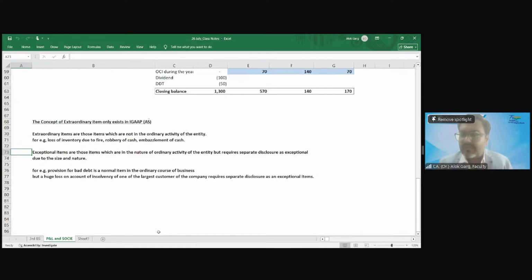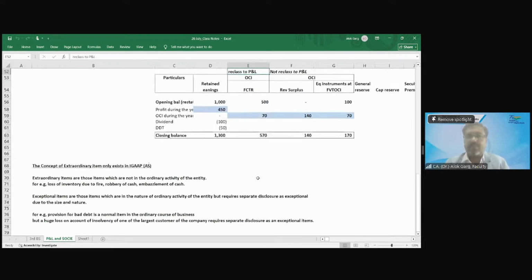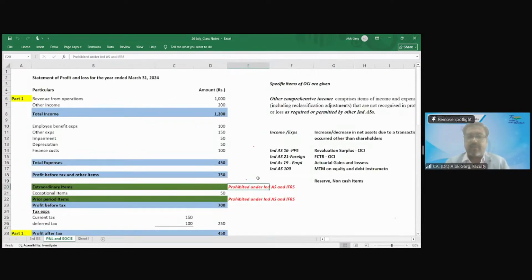It's a normal thing. When you are selling goods on credit, of course, you have to create a provision on doubtful debt also. So creating a provision for doubtful debt is a normal item in the ordinary course of the business. But a huge loss on account of insolvency of one of the largest customers of the company requires separate disclosure as an exceptional item, right? So my dear friends, the concept of extraordinary item is not there in IFRS or Ind AS, but the concept of exceptional item is there.